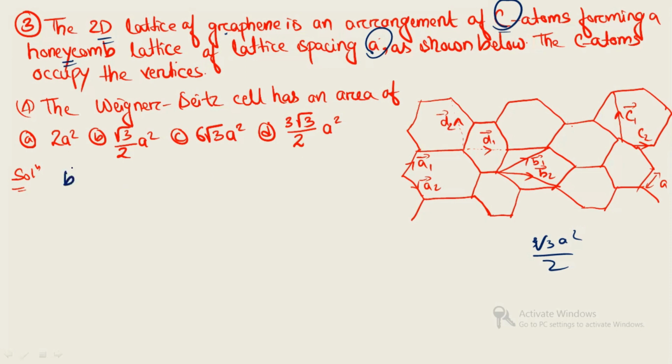So when you resolve the vectors and write the value of b1, you will write √3 a outside, and here you will write cos. What will be the angle? Cos 30 degrees. How is it 30 degrees? We know the angle between two sides of the hexagon is 120 degrees. This entire angle is 120 degrees.